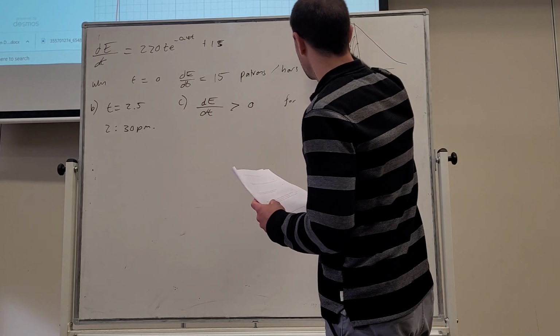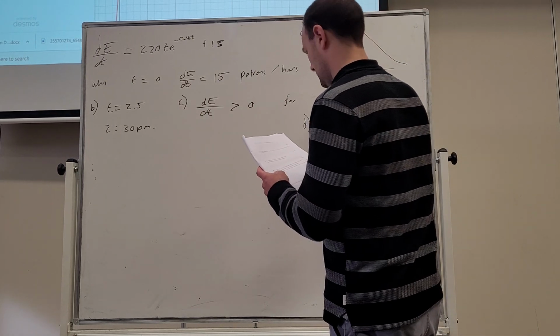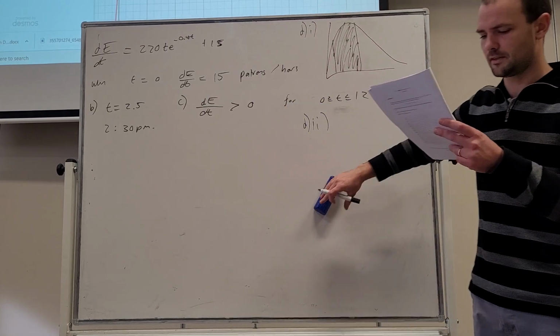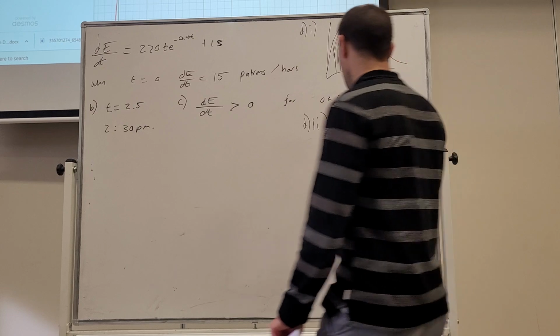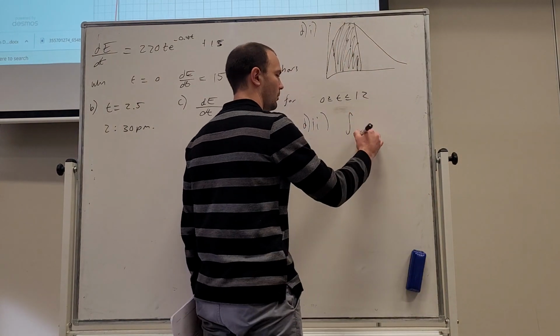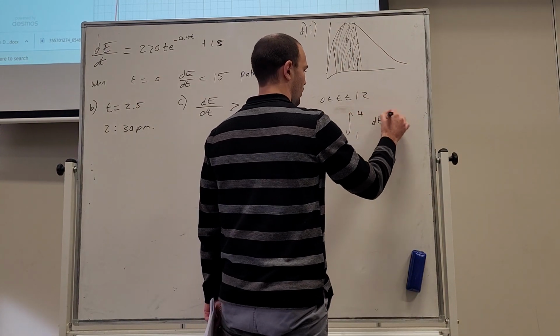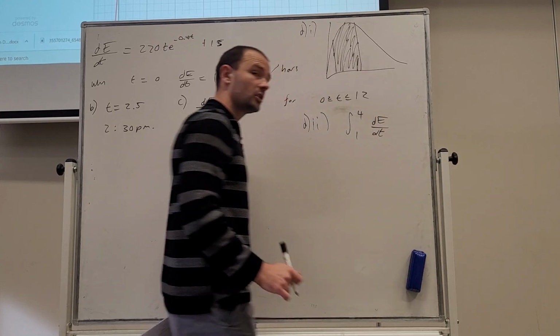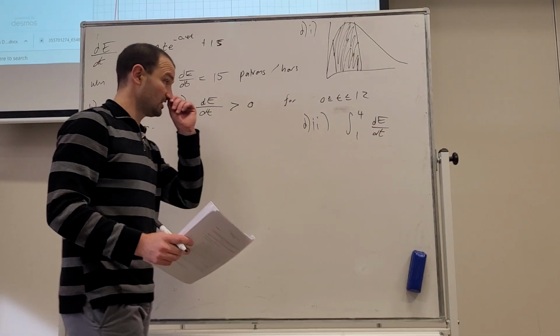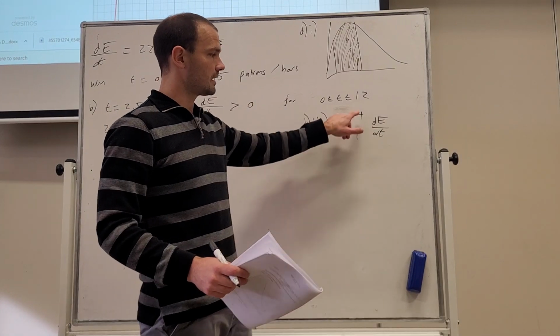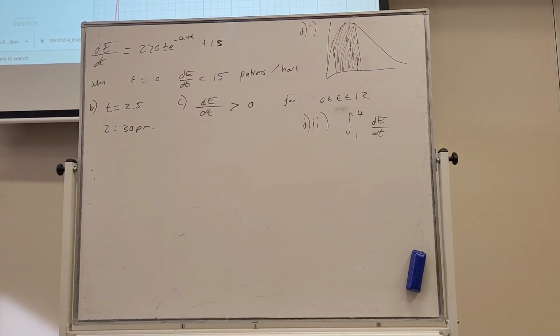And then for D part 2, calculate the number of patrons that the model implies entered the venue. Well, how do we calculate the area? Well, it's the integral from 1 to 4 of this function, right? And you can just G-Solve this straight from your calculator, right? G-Solve, integral, that's your lower boundary, that's your upper boundary. Let's figure that out. Unless someone's got it already, I'll type it in.